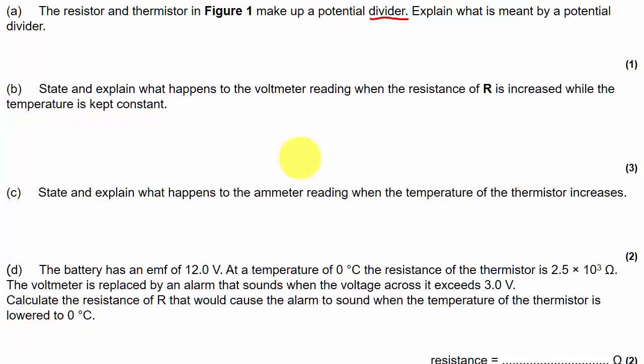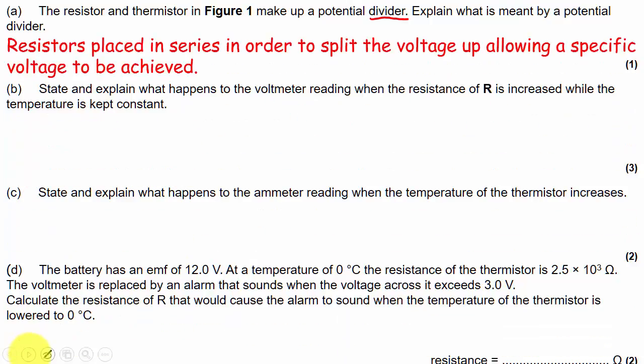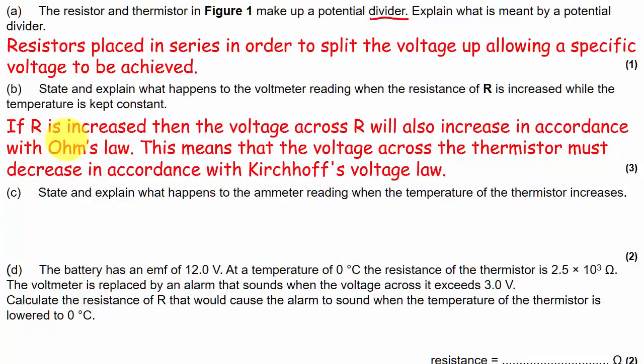So it does say state and explain. So there's two parts to it. If R is increased, then the voltage across R will increase in accordance with Ohm's law. So that's stating it, and then explaining it is, this means that the voltage across the thermistor must decrease in accordance with Kirchhoff's voltage law. Really, actually, mentioning Ohm's law and Kirchhoff's law, that's the explain bit, really, that's how you get those marks.